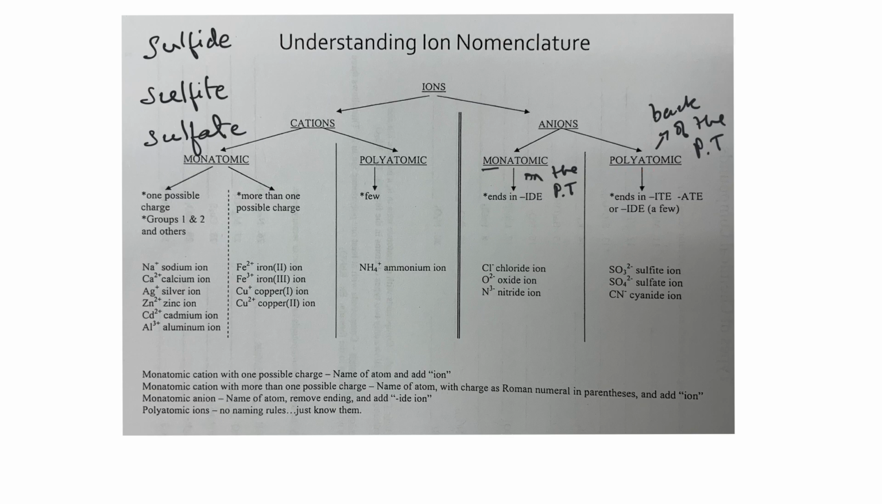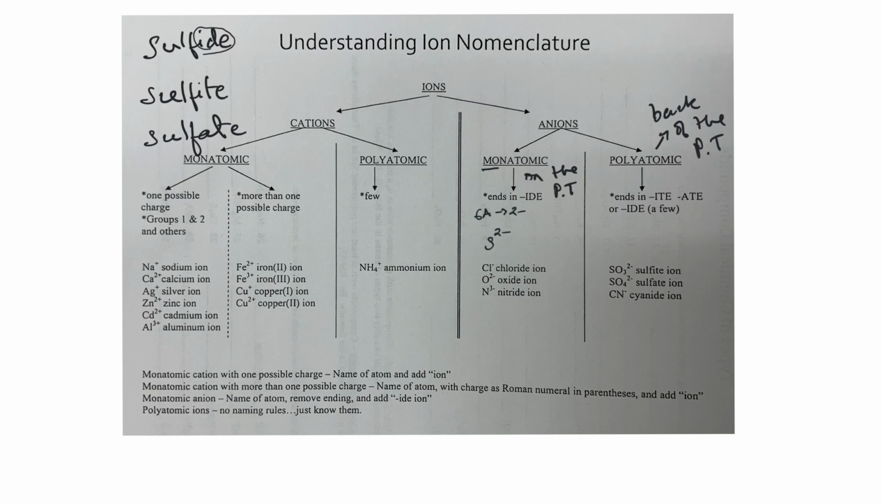Now that you've figured out that this is monoatomic, sulfide comes from sulfur, and because sulfur belongs to group 6A, everything in 6A is 2 negative, so sulfur would also be 2 negative. Now anything that does not end with "ide" automatically becomes polyatomic, okay? Polyatomic ions are on the back of the periodic table.